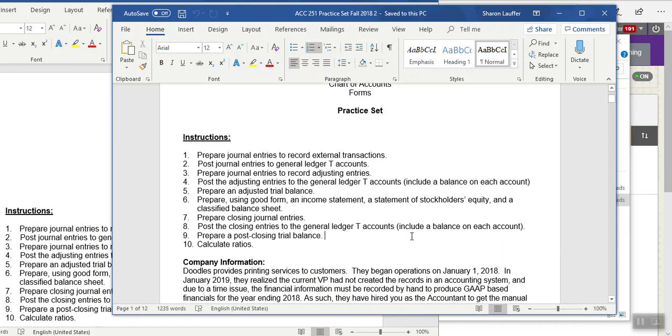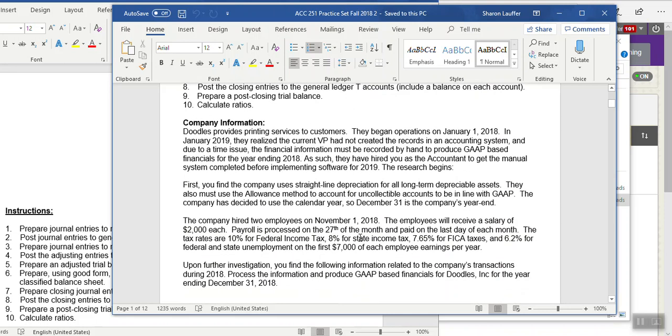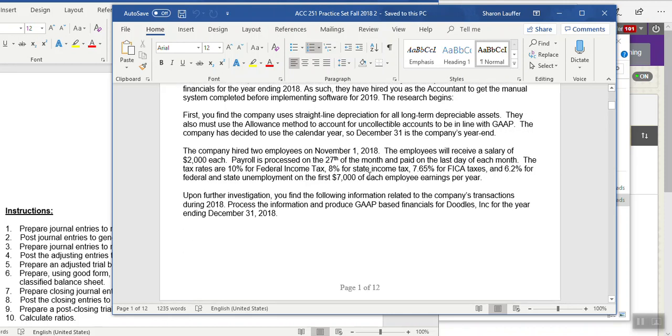We've got some instructions, 10 tasks to complete, and some company information. It says Doodles provides printing services to customers. They began operations on January the 1st, 2018, and then in January 2019 they realized the current VP had not created the records in an accounting system, and due to a time issue, the financial information must be recorded by hand to produce GAAP-based financials. So essentially you're doing all of 2018's record keeping at the end of the year. So lucky you get to do that.